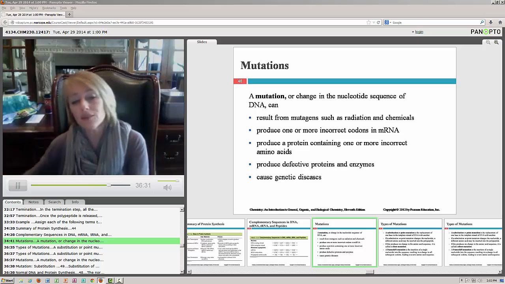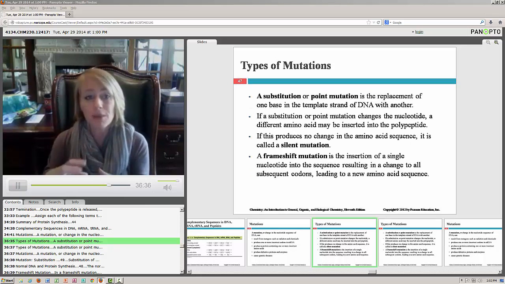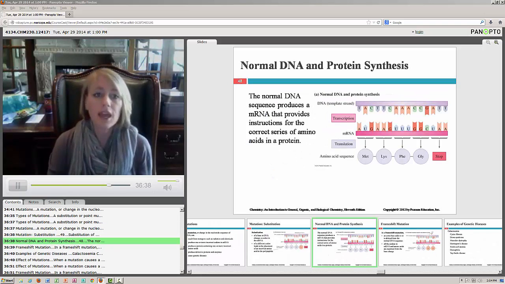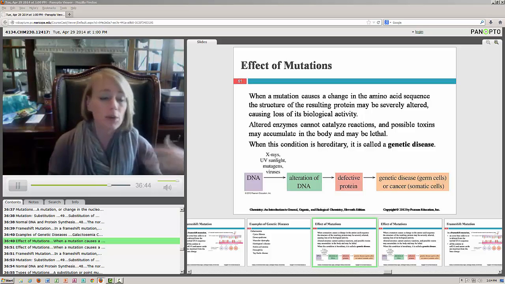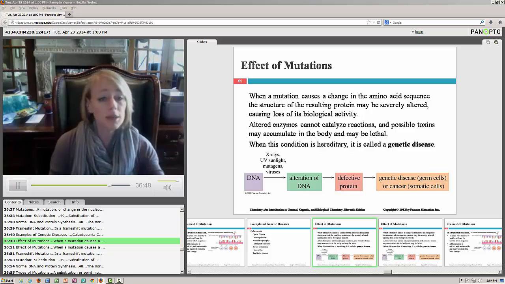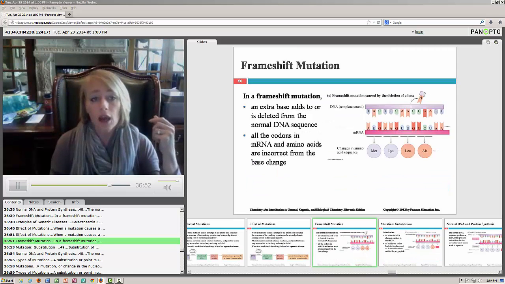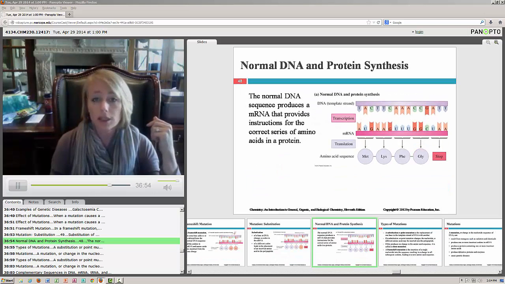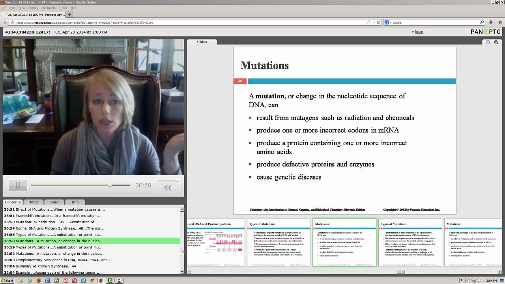And all of these defective proteins will build up and aggregate and make these masses, and then you end up with disease. Disease like galactosemia, cystic fibrosis, Down syndrome, muscular dystrophy, Huntington's disease, sickle cell anemia, hemophilia. All of these are aggregate diseases as a result of improper protein synthesis due to mutations.